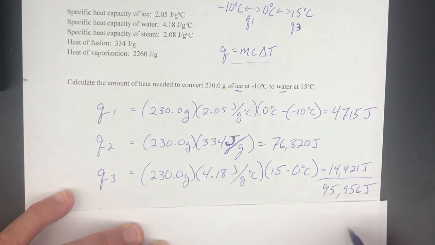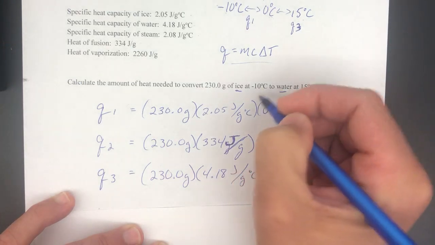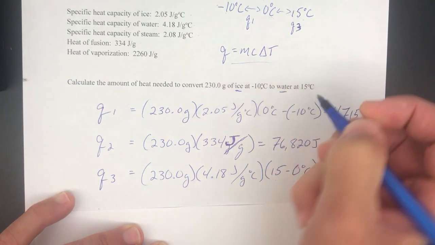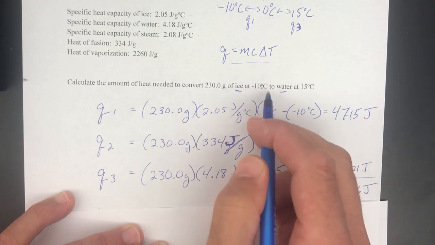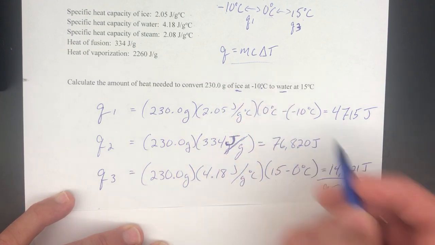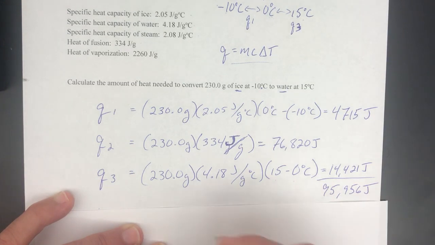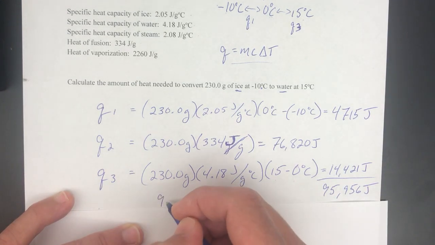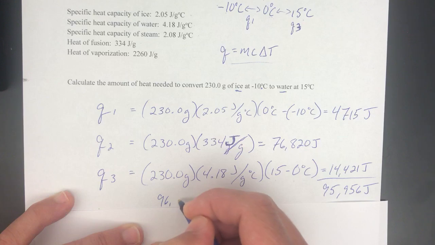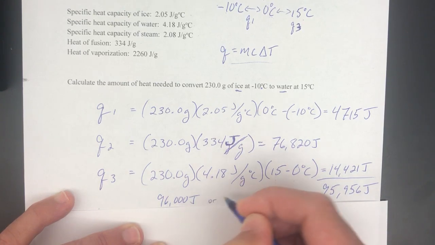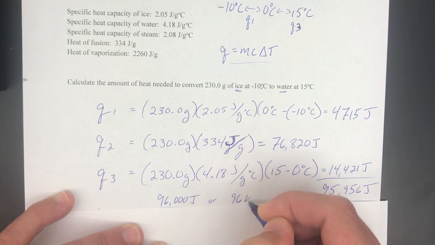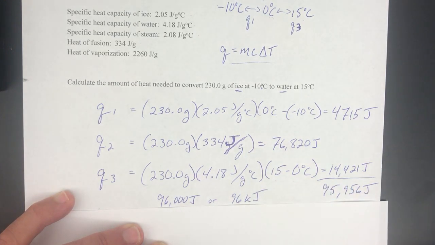In terms of sig figs, I'm going to base it off of the 10 degrees Celsius. I know there's no decimal point there, but we'll pretend there's a decimal point at the end, so this has two significant figures. I'm going to round my answer to two significant figures, which is 96,000 joules, or we could write that as 96 kilojoules. So that's how you solve a problem that involves a temperature change as well as a phase change.